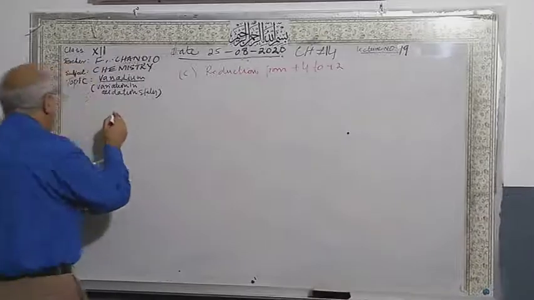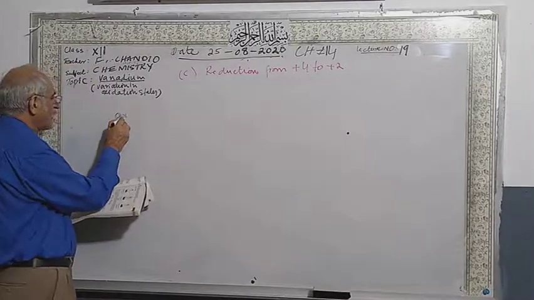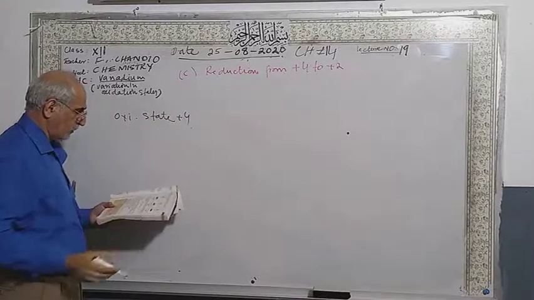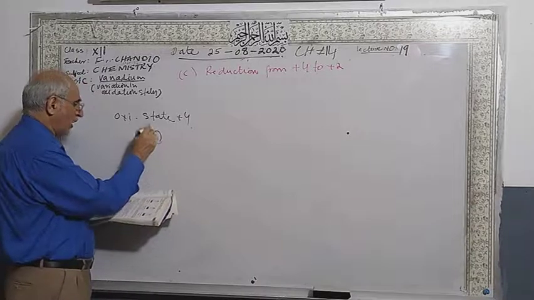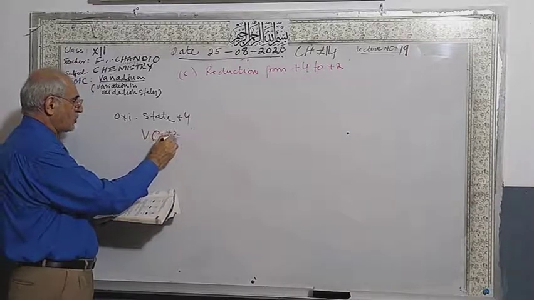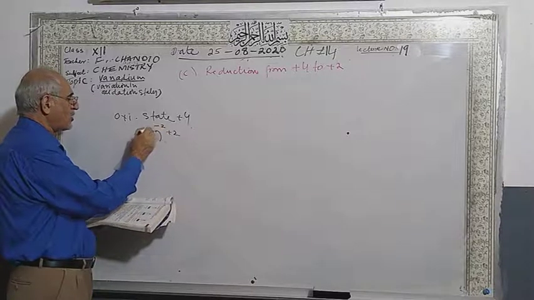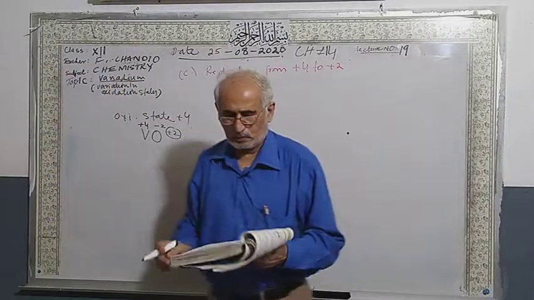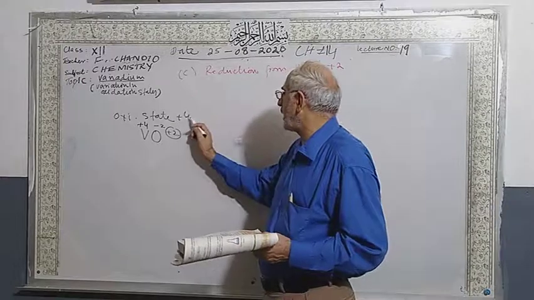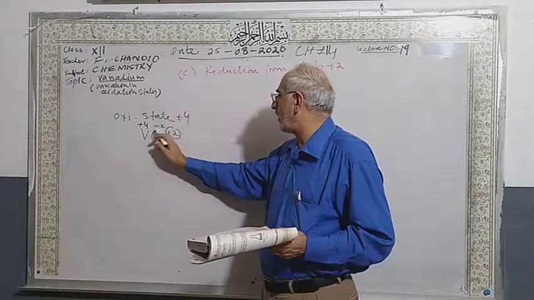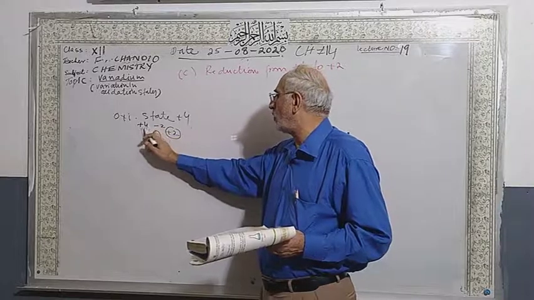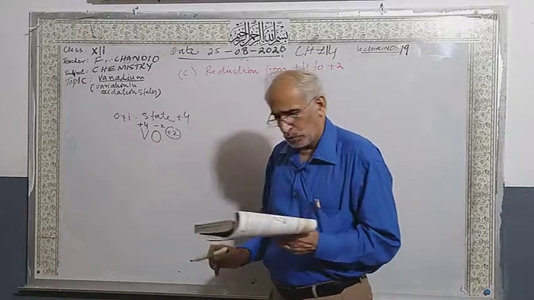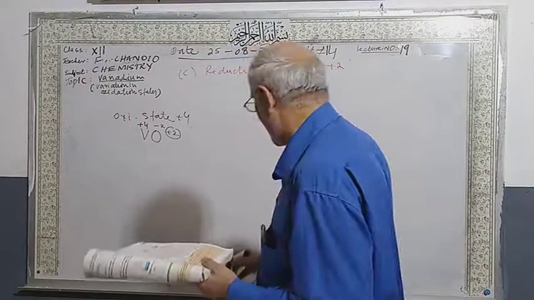So now in the first case, the oxidation state is plus 4, VO2+. Oxygen is minus 2 and vanadium is positive 4, so the total oxidation number is plus 2. This is the vanadium oxide ion, with negative 2 on oxygen, vanadium has a positive 4 and the total on VO is a positive 2. So this is one case, and the color is blue.